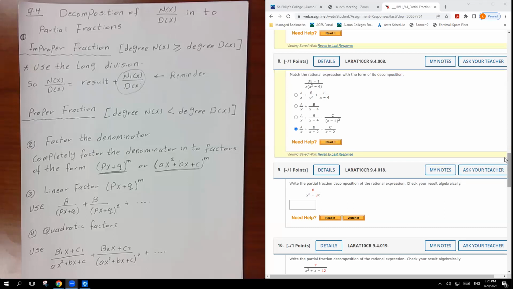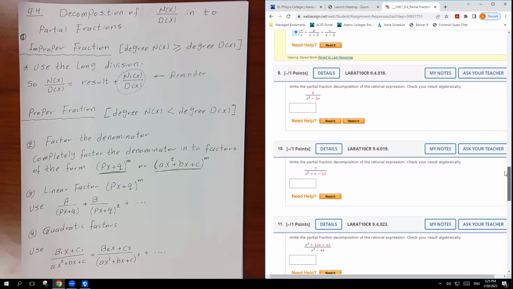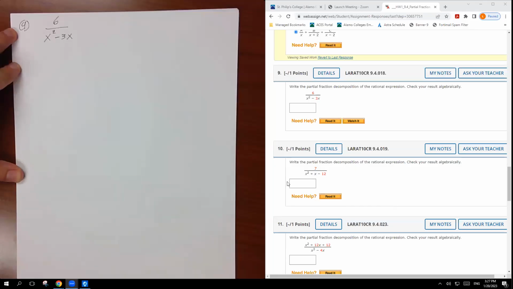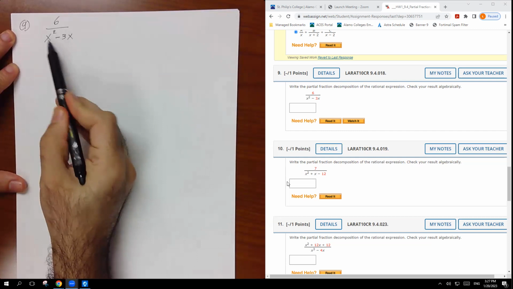Let's keep going. Number 9. Now write the partial fraction decomposition of the rational expression and check your result. So now we have to solve this one. We need to find the partial fraction. So here is example 9. Let's check how we're going to solve this one. The first thing, I'm going to check, can I factor the denominator?